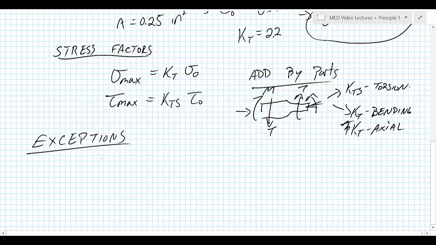Most notably is cast iron. So cast iron is almost always brittle, and we do not need to use stress concentration factors with cast iron because experimentally, when cast iron has microscopic flakes, and when they experimentally find the ultimate strength, it includes those stress concentration factors.